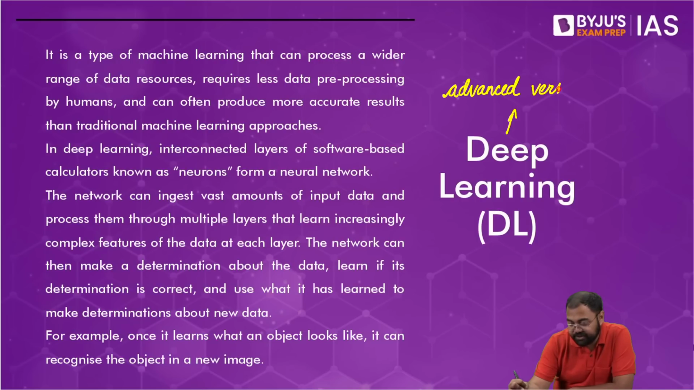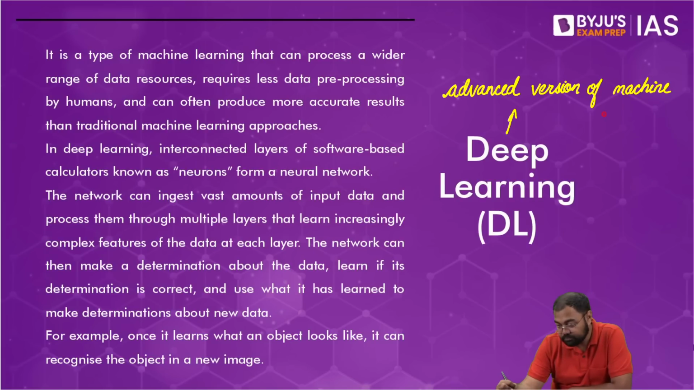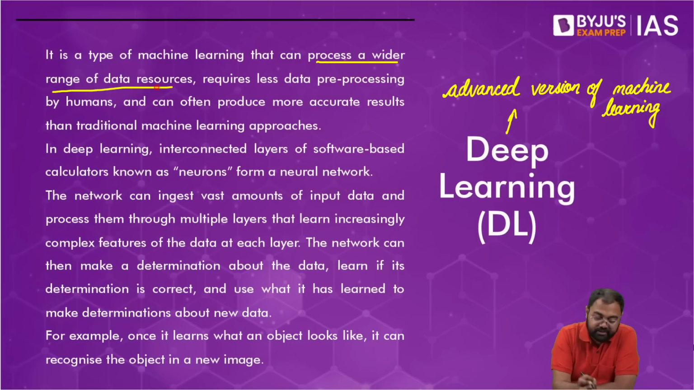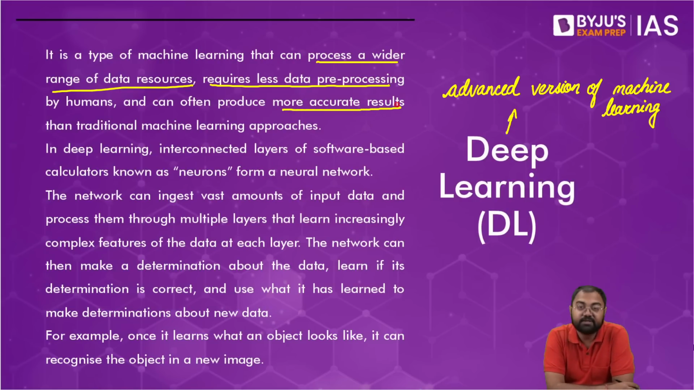As an advanced version of machine learning. Now, why am I saying that it's an advanced version of machine learning? The reason is that deep learning can process a wider range of data resources, requires less data pre-processing by humans, and can often produce more accurate results than the traditional machine learning approaches.